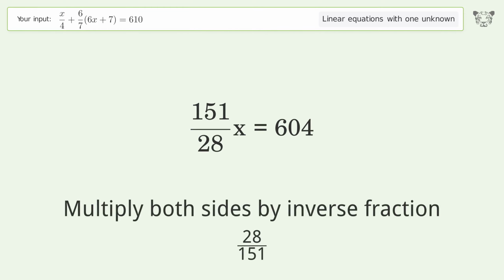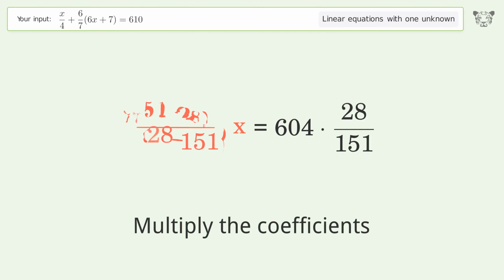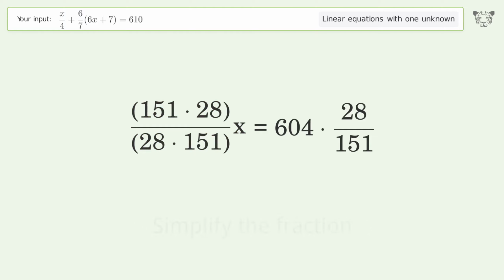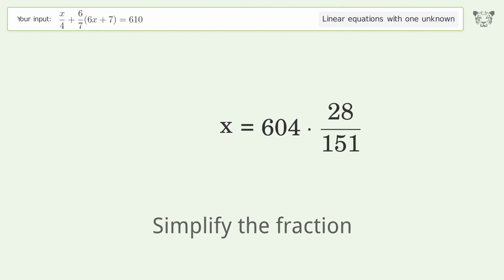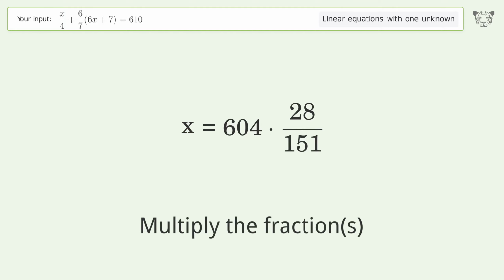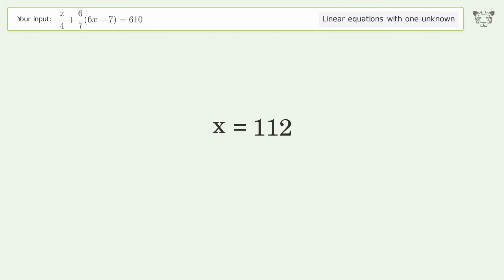Group like terms. Multiply the coefficients. Simplify the fraction. Multiply the fractions. Simplify the arithmetic. And so the final result is x equals 112.